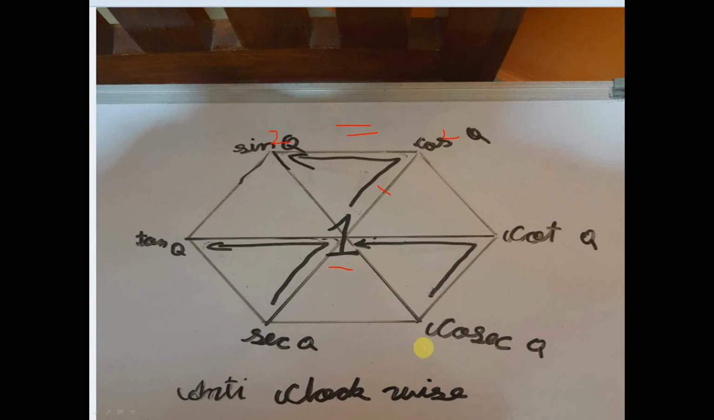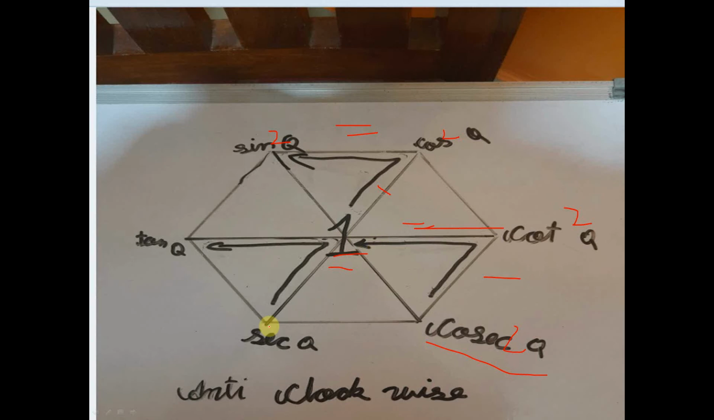Now in this one, cosec square theta minus cot square theta is equal to 1. I will show you. Cosec square theta minus cot square theta is equal to 1. Minus because we are going anti-clockwise. I will put the arrows so that you can understand.